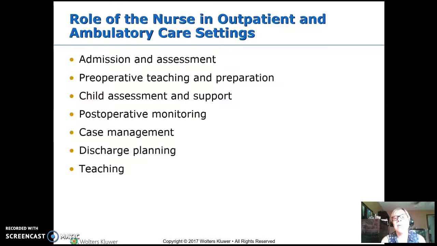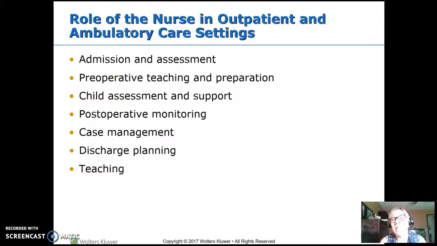We're going to do our assessment, support the family and the child again, figure out what they're anxious about and alleviate that. After the surgery, we've got post-operative monitoring. Case management. This means looking at the big picture. What do they need? Do we need to get special equipment for them? Do we need to get a specialist involved? Are they so anxious we need to get psych services or social services, somebody involved, and then making those referrals or collecting that equipment if they need a special car seat to get home, things like that.